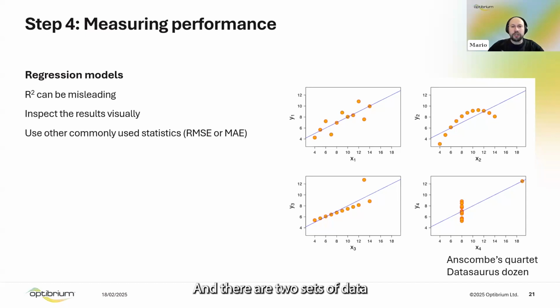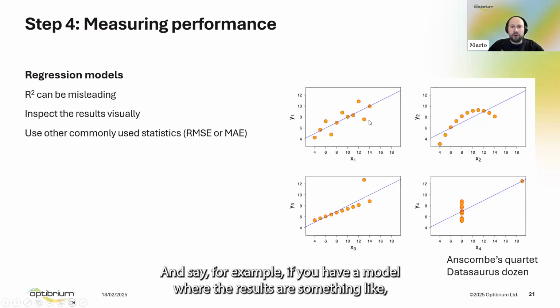And there are 2 sets of data which I recommend for you to Google. It's the Anscombe's quartet and the Datasaurus Dozen. And the Anscombe's quartet is here, and you can see that we have 4 graphs of points. And the idea here is that for all of those graphs, the R-squared measure is the same.